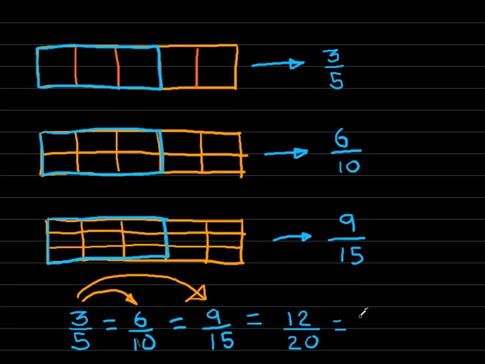I could multiply the top and bottom by 5. 3 times 5 is 15. 5 times 5 is 25. 15/25 is the same as 3/5. And so on, so on, so on.